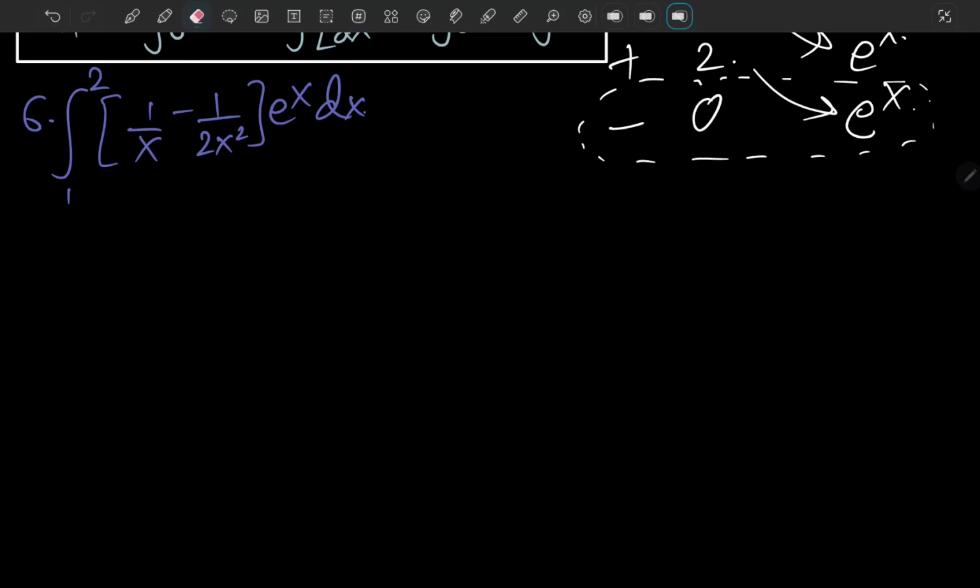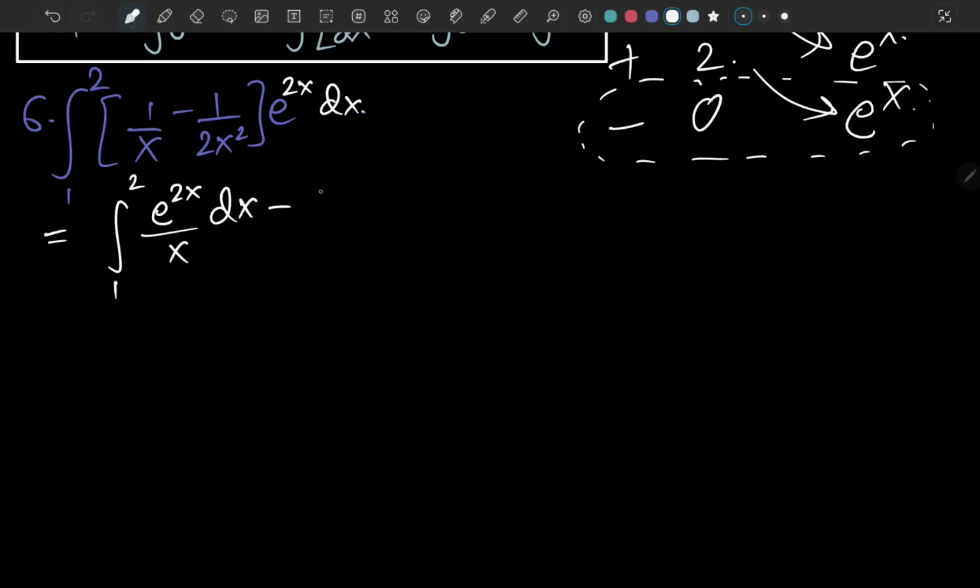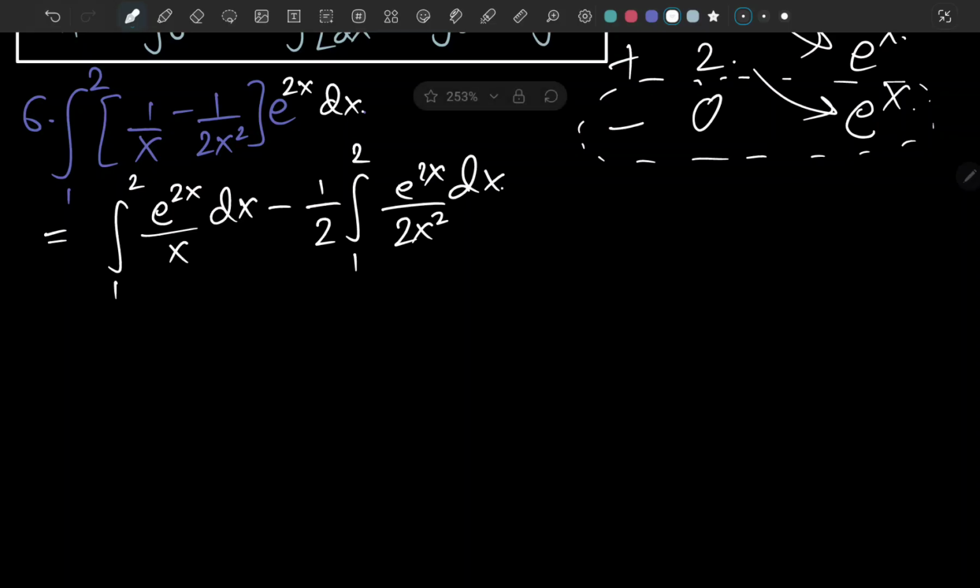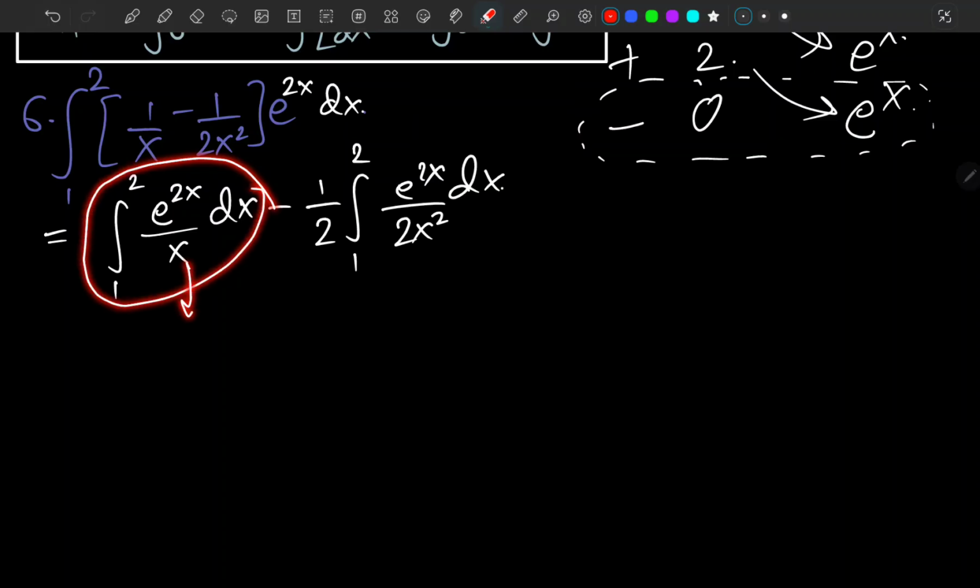Okay, so in this integral, like we have already discussed, let's just split this integral into two integrals: the integral from 1 to 2 of e to the 2x over x dx (it wasn't x here, it was 2x actually), and minus 1/2 of the integral from 1 to 2 of e to the 2x over 2x squared dx. In this integral let's use by parts.